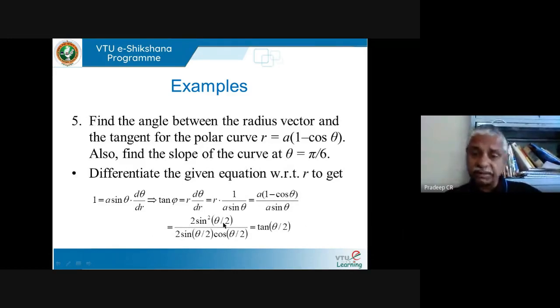So 2 sine square theta by 2 divided by 2 sine theta by 2 cos theta by 2. So sine theta by 2 gets cancelled. I'll get 1 sine theta by 2 here and 1 cos theta by 2. So it is tan theta by 2. So tan phi is tan theta by 2. So phi is theta by 2.